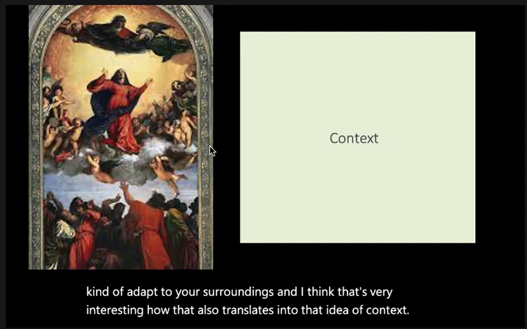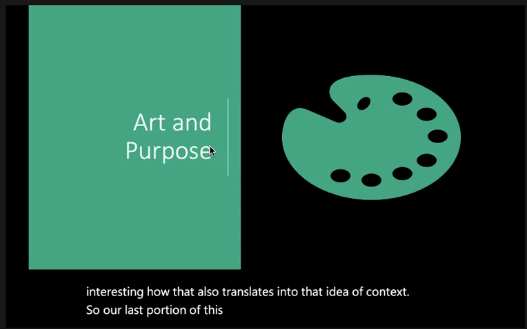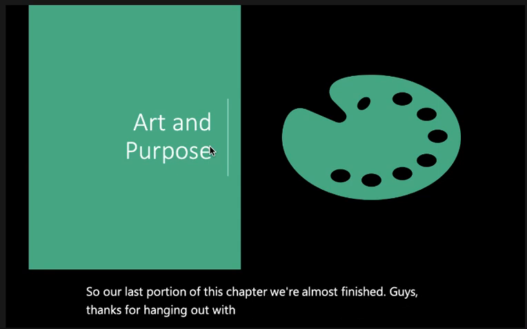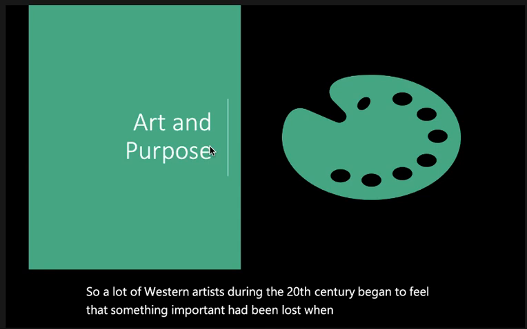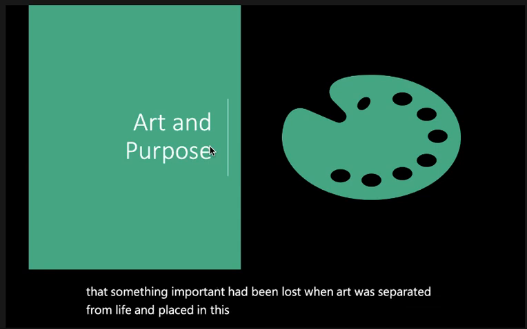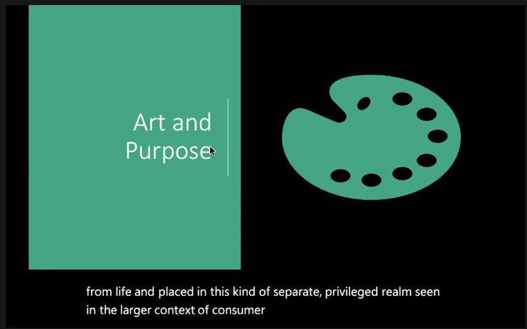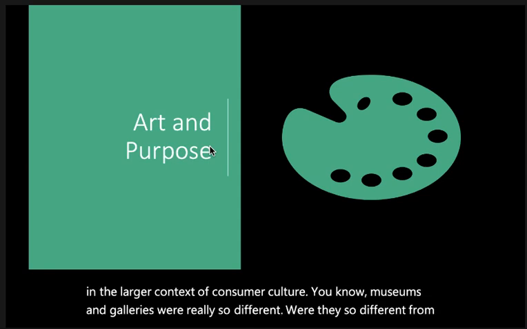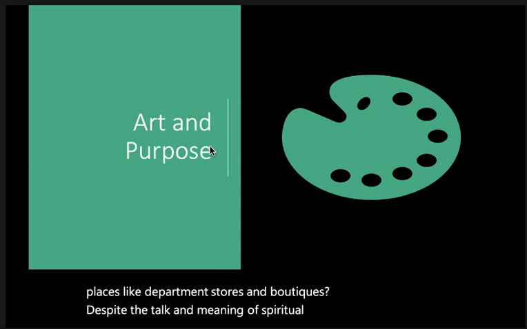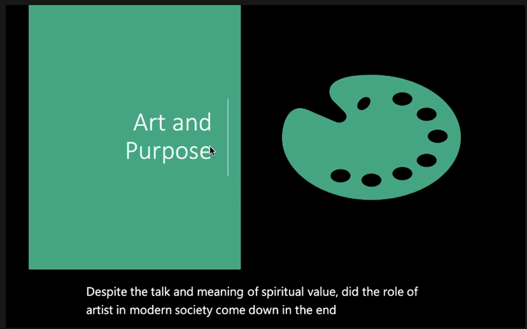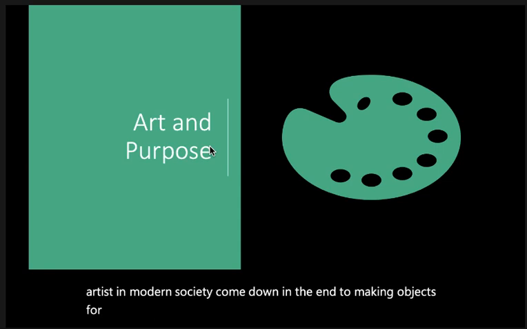So our last portion of this chapter, we're almost finished, guys. Thanks for hanging out with me, is art and purpose. A lot of Western artists during the 20th century began to feel that something important had been lost when art was separated from life and placed in this kind of separate, privileged realm. Seen in the larger context of consumer culture, were museums and galleries really so different from places like department stores and boutiques? Despite the talk of spiritual value, did the role of the artist in modern society come down in the end to making objects for display and sale?